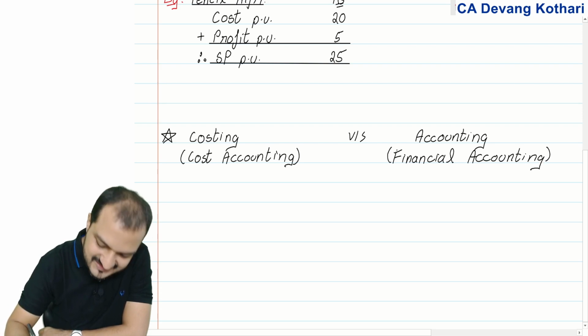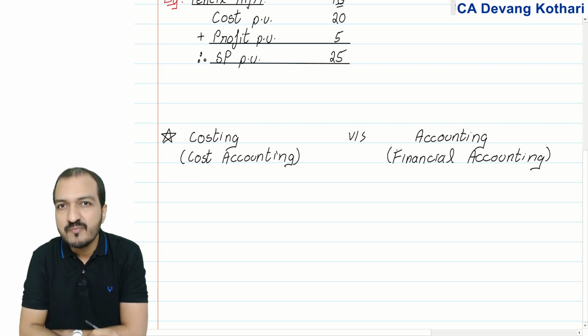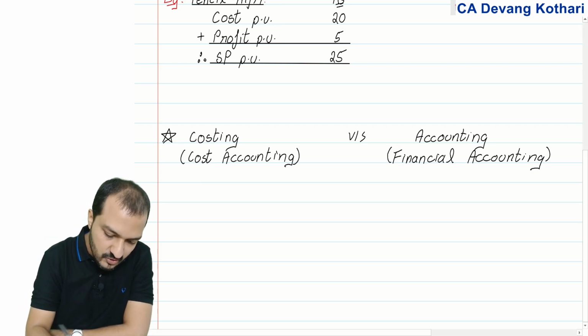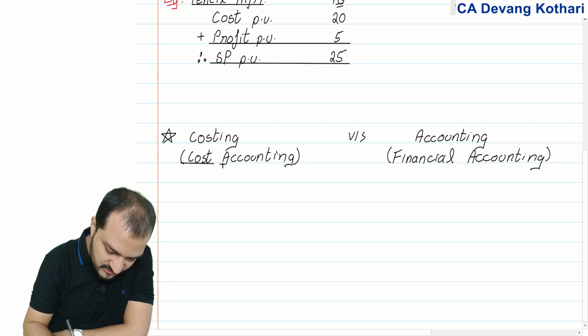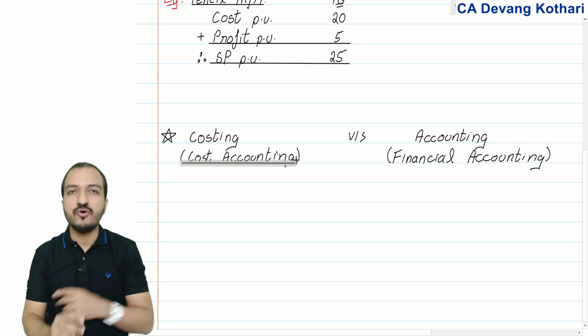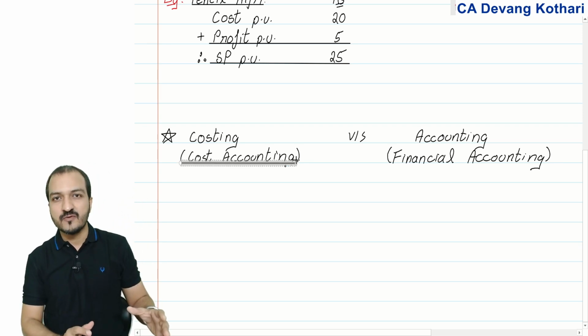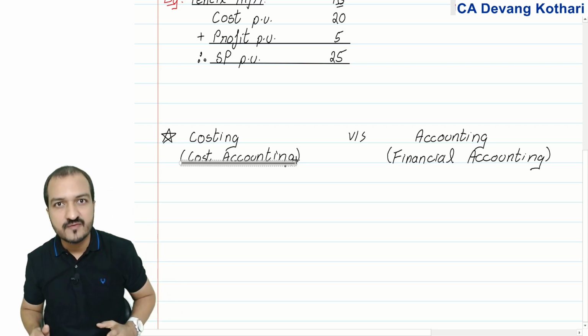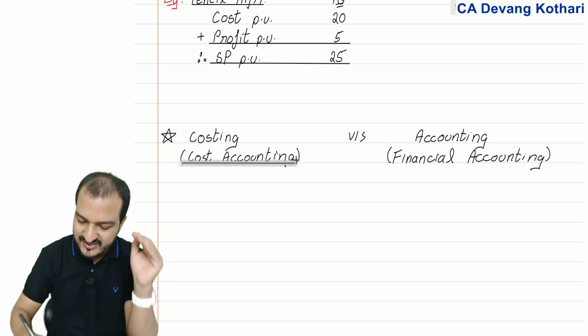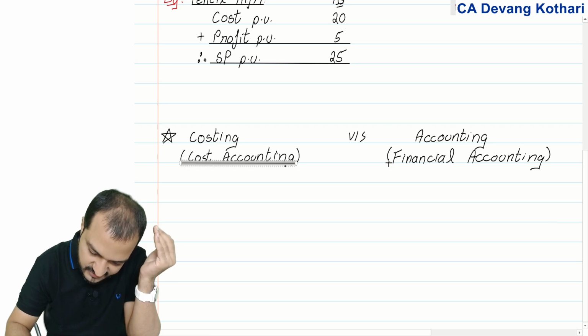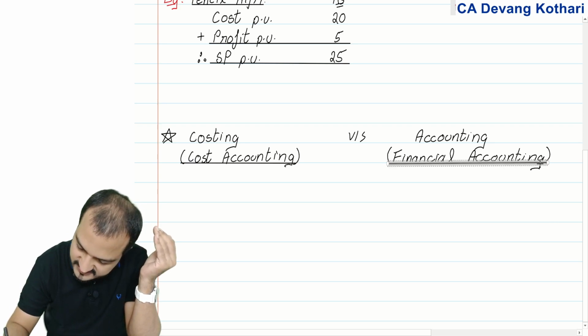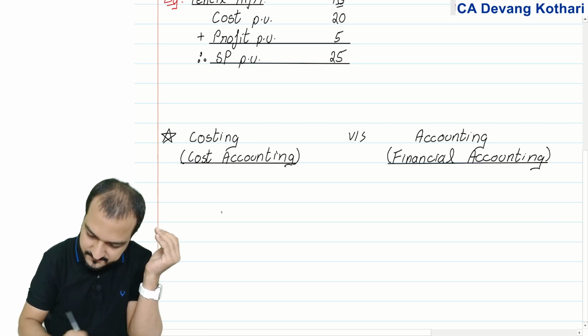Now remember this terminology. Costing subject is called cost accounting, and your routine accounting subject where you make balance sheet, P&L and everything, that routine accounts subject that you have, it's called financial accounting. Tell me, who teaches financial accounting to you guys?